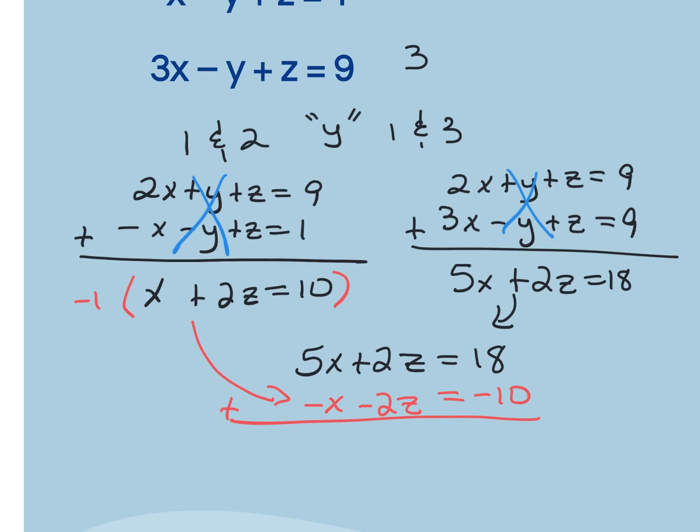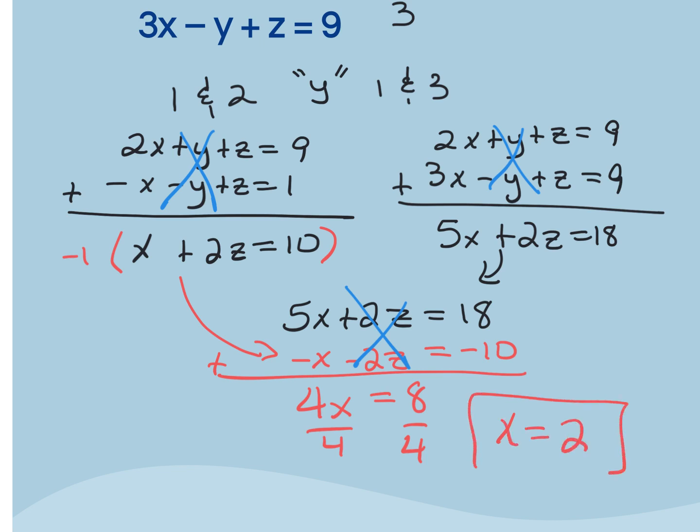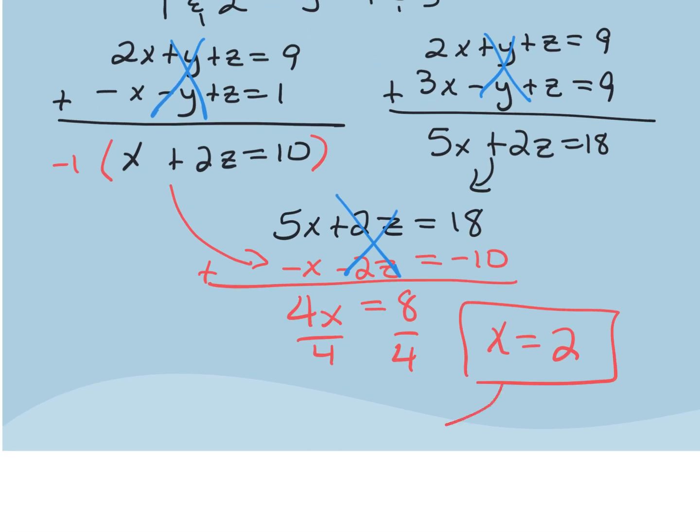I can add the two equations together. I get 4x, the z's are gone, equals 8. Divide by 4, x equals 2. I've got the value of my first variable for my ordered triple. I trickle back up. I'm going to plug it into either the left or the right side. I'm going to plug it in over here. Looks like it's going to be the least amount of work.